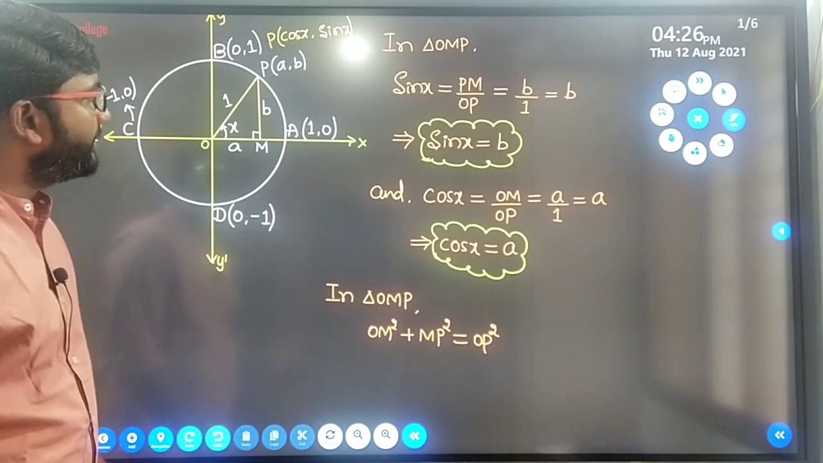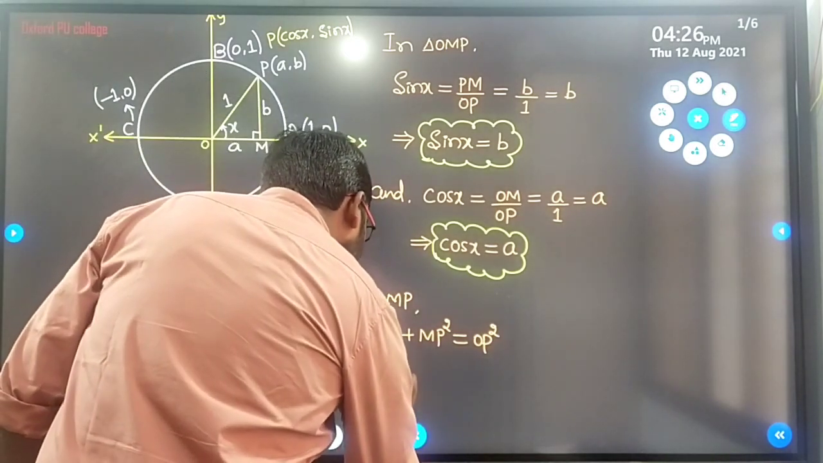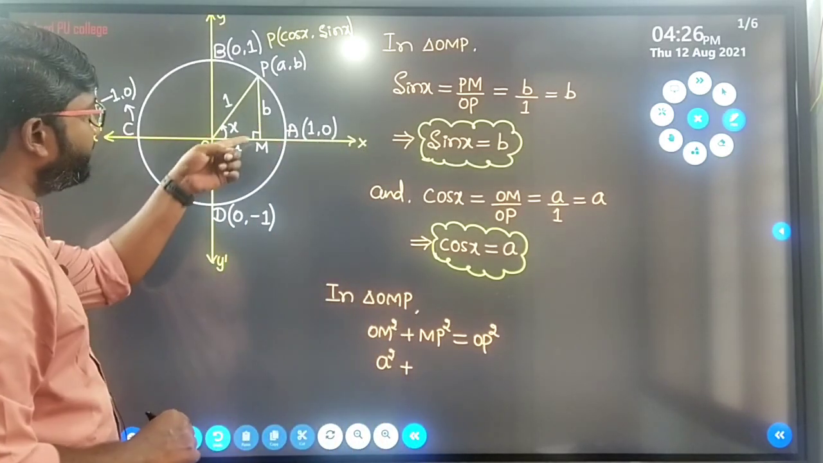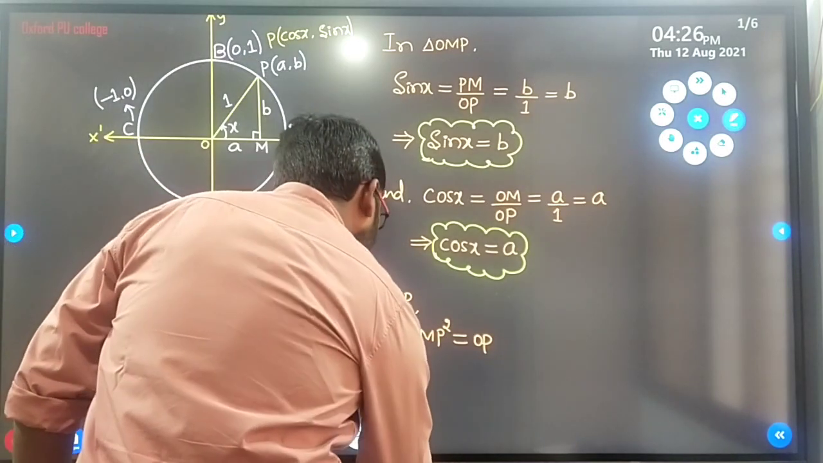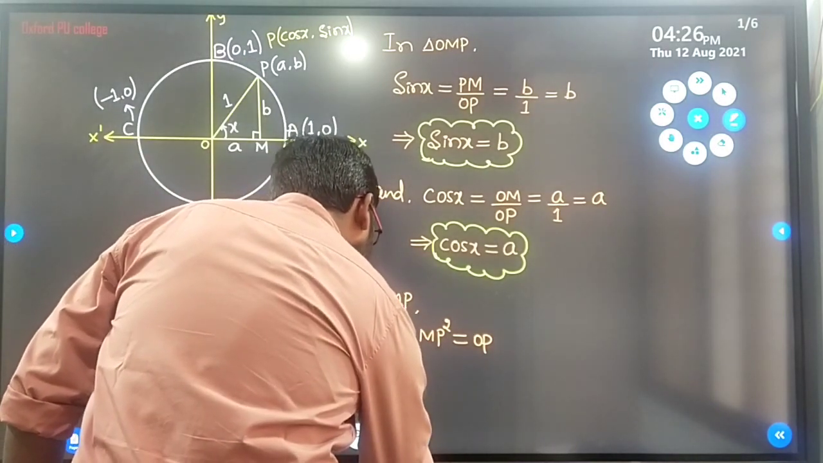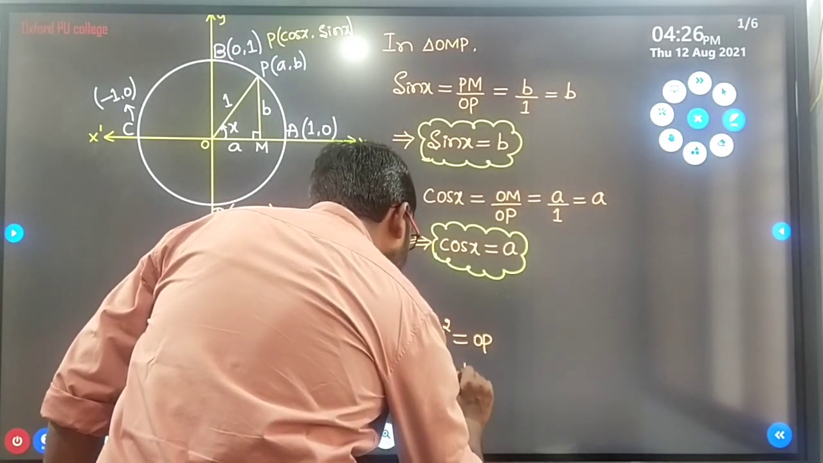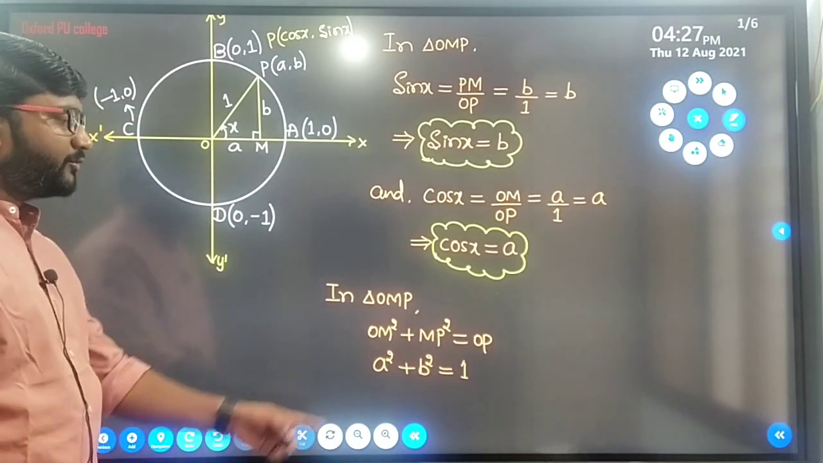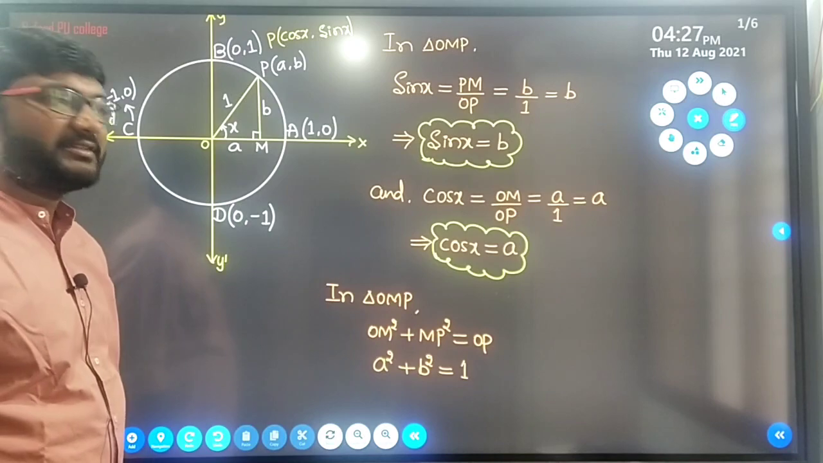So what is OM square? It is a square. Overall we get a square plus b square. MP is nothing but b, so b square. So a square plus b square is equal to 1. What is a here? a is nothing but cos x and b is sin x.